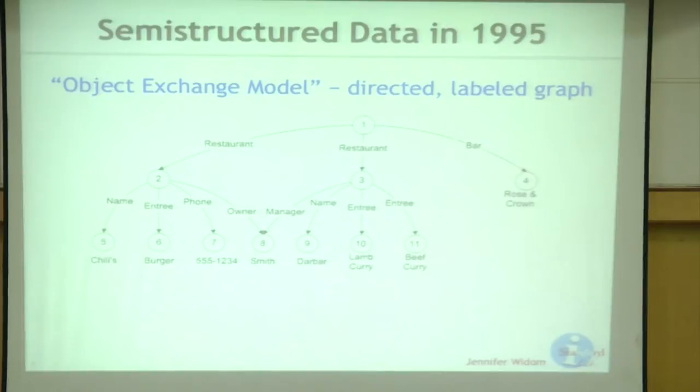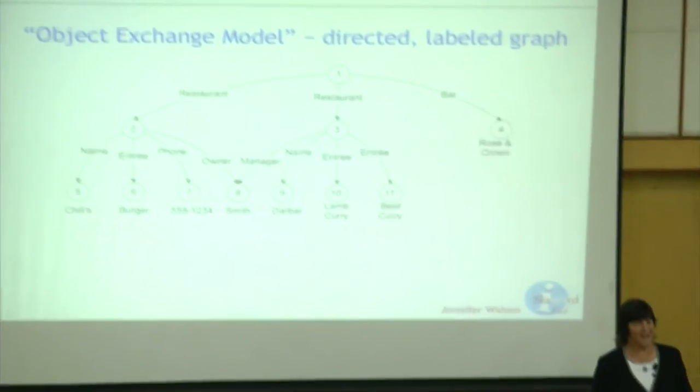Not everything has to have the same structure. We can have some shared data down here. The bar, all it has is a name and so forth. So this is a directed labeled graph. This was the model that we were using.